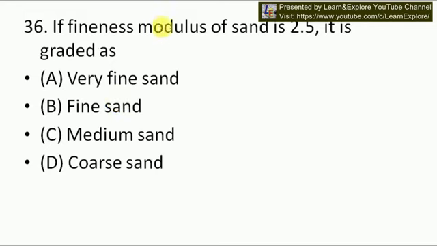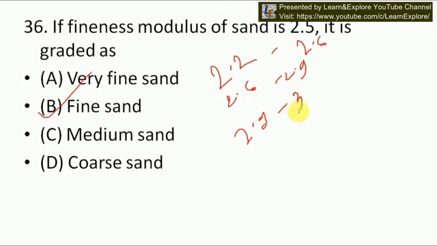Next question. If fineness modulus of sand is 2.5, it is graded as. I told before, our answer will be fine sand, right? Because fine sand is 2.2 to 2.6, and the medium sand is 2.6 to 2.9, and the coarse sand is 2.9 to 3.2.